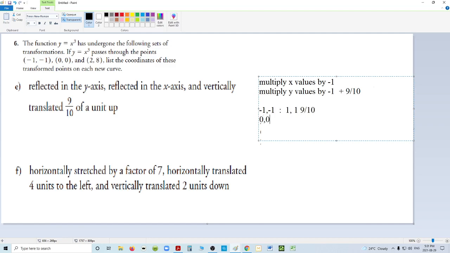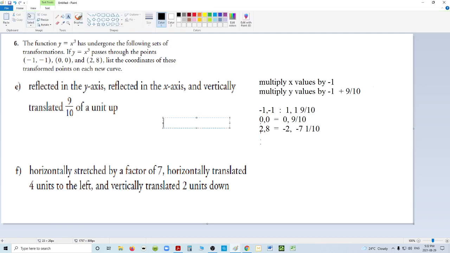At 0, 0, it becomes 0. And then multiply this by -1, 0, and then add 9/10. And then your 2, 8, when I multiply by -1, becomes -2. And then it becomes -8. And then when I add 9/10, it becomes -7 and 1/10. Those things are kind of hard to figure out. Practice your fractions.